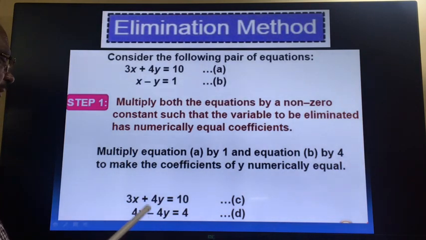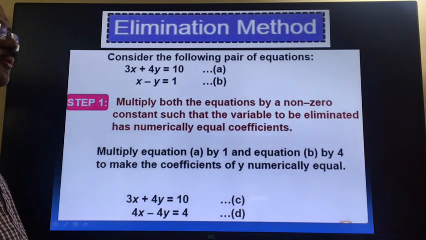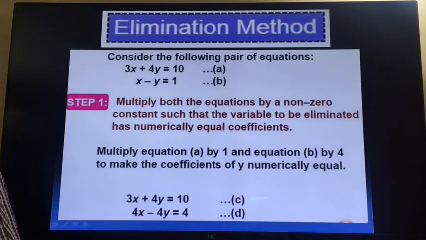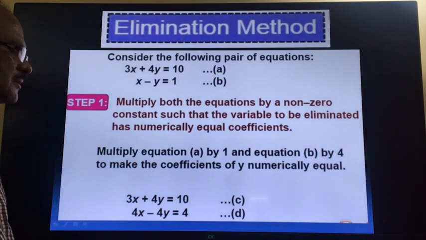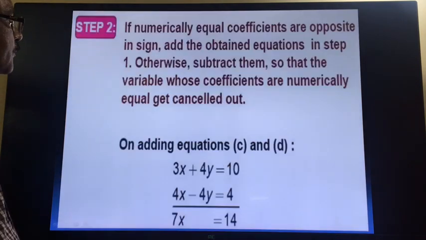If we are getting opposite signs, one positive, one negative, the first sign may be negative and the second positive, or the first positive and the second negative, in that case what will we do? We will add both the equations. And if both the signs are of the same type, meaning both plus or both minus, in that case we will subtract the equations. So in this case both the signs are opposite, so we will add the equations.